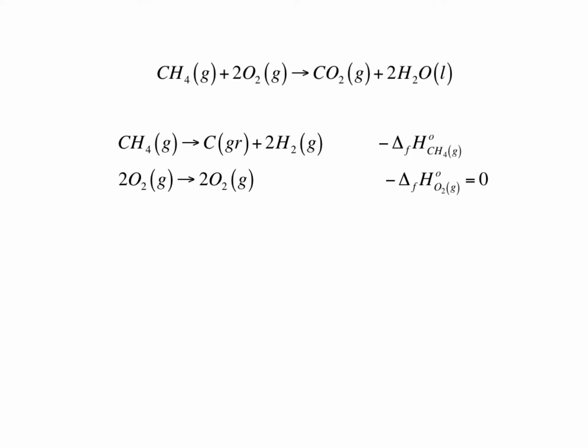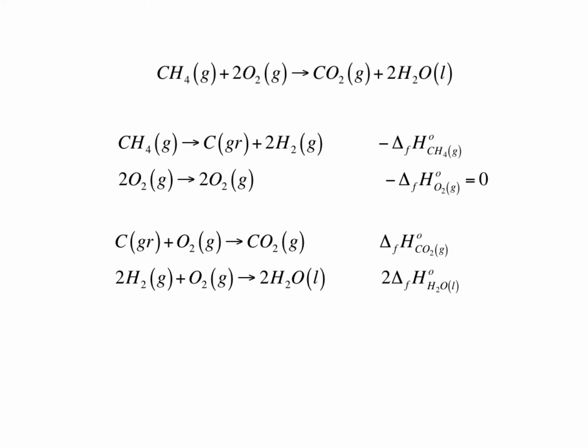Notice that oxygen is already the most stable state of oxygen, so if I take oxygen apart into its elements, I don't do anything at all, and therefore the delta H of formation of oxygen gas is 0. The delta H of formation for any element in its most stable state will be equal to 0.